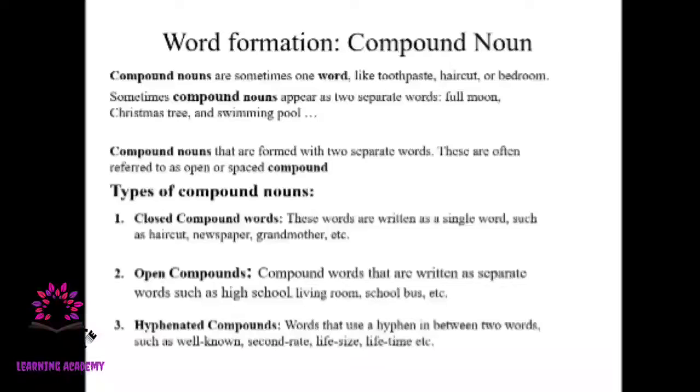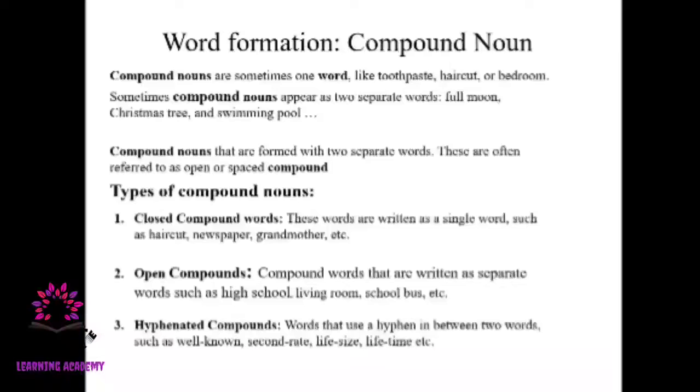Next is compound nouns that are formed with two separate words. They are often called open or spaced compounds, like full moon, Christmas tree, swimming pool. These are again called by a separate name, that is spaced compound, because we are giving a gap between two words.